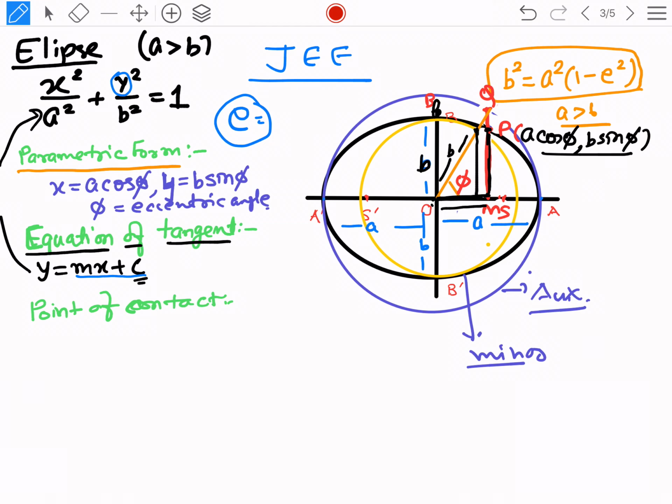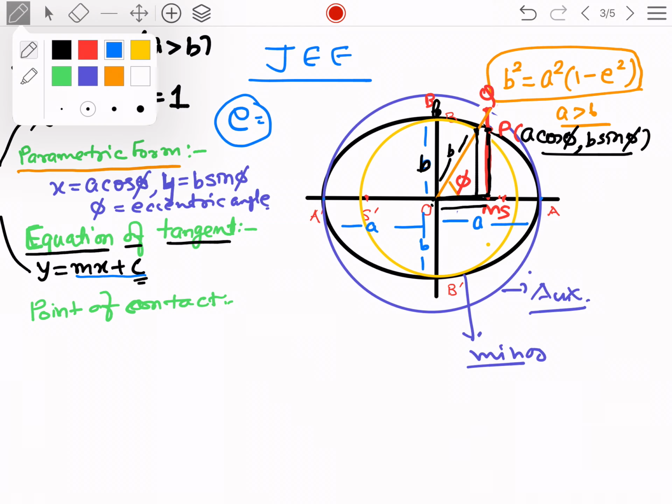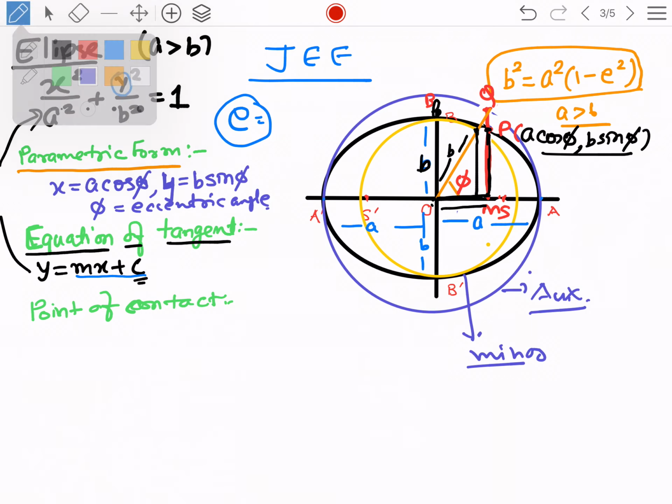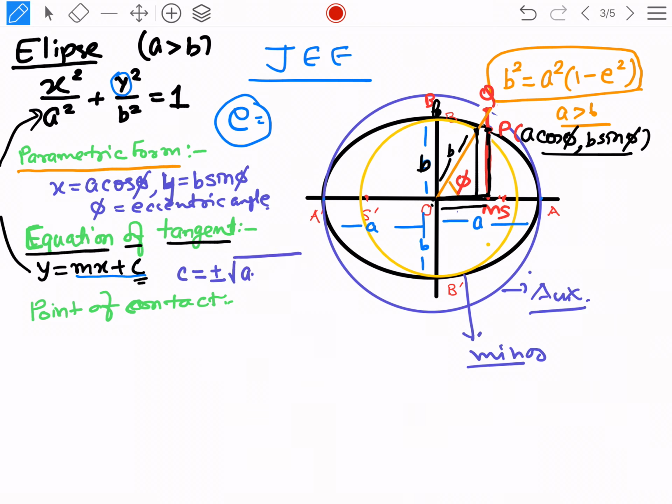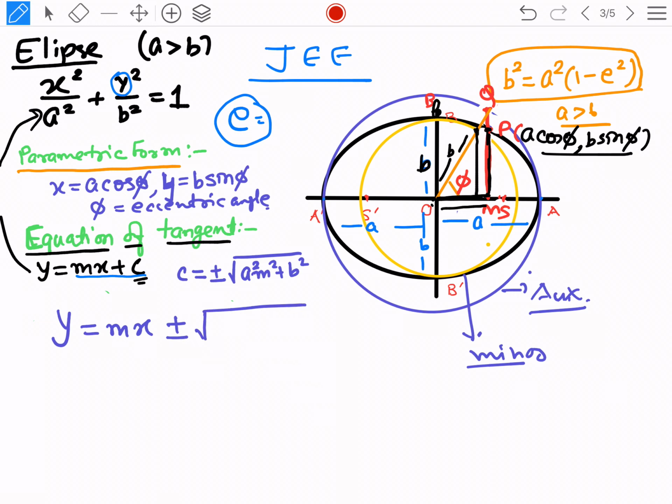So when we put the discriminant equal to 0, then we will find a relation between c, a, b and m, which is like this: c is equal to plus minus square root of a square m square plus b square. So in this way we can say the equation of tangent is y is equal to mx plus minus square root of a square m square plus b square.